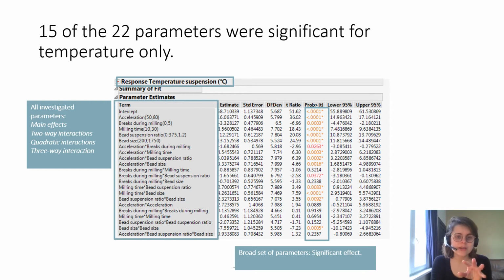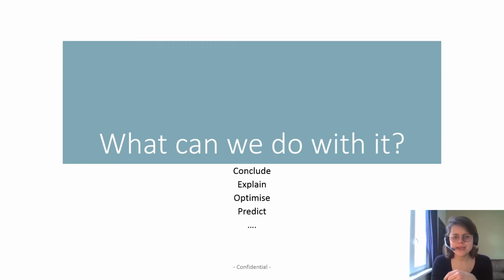What you can also see in this table is that all main effects had an effect, but also a lot of two-way interactions. Even here, a quadratic effect of bead size, even though we said that there was quite low power. So it's really indicating the complexity of this milling system. Keeping in mind that for some variables there was a low power, so even with a bigger sample size, we could have seen even more. But okay, it's really complex.